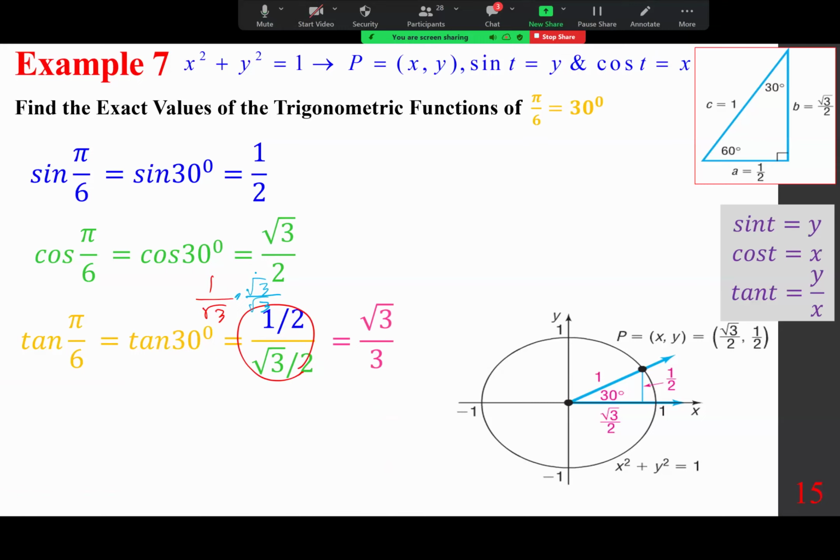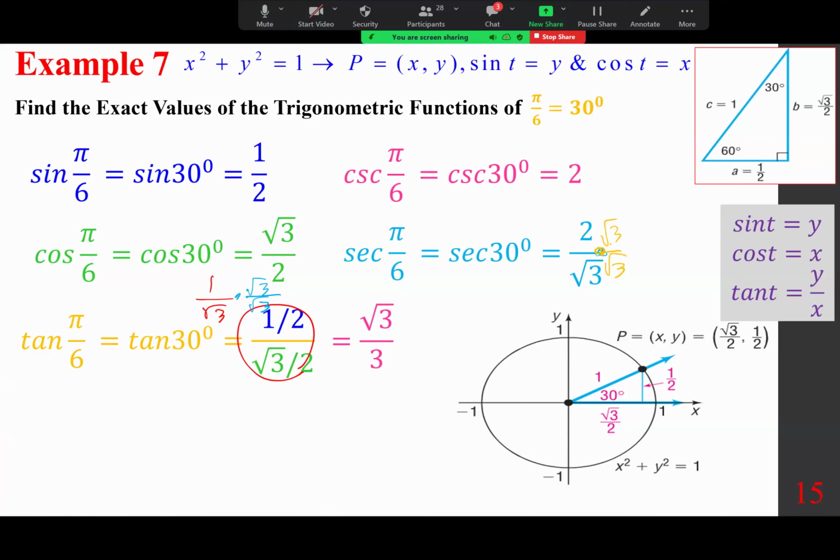Now, the reciprocals are the answer for the rest of them. So for sine, flip it over, 2. That's cosecant. Cosecant of pi over 6 or 30 degrees is 1 over 1/2. The reciprocal is 2. Secant, you flip this over, you get 2 over square root of 3, and again, let me do it. You get 2 square root of 3 over 3 because you have to rationalize.